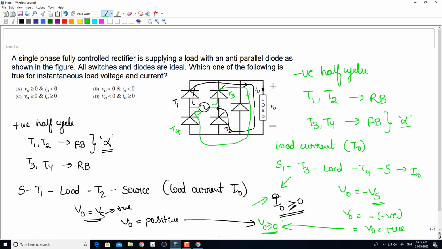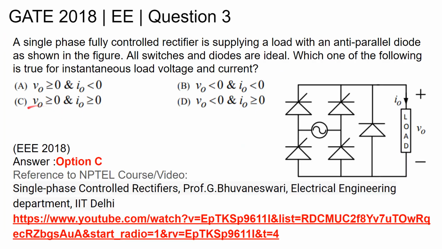So the instantaneous load voltage V0 is greater than or equal to 0 and I0 is also greater than or equal to 0. So the option C is the correct answer. That is V0 greater than or equal to 0 and I0 is greater than or equal to 0.